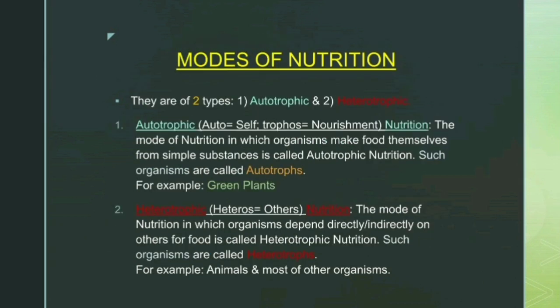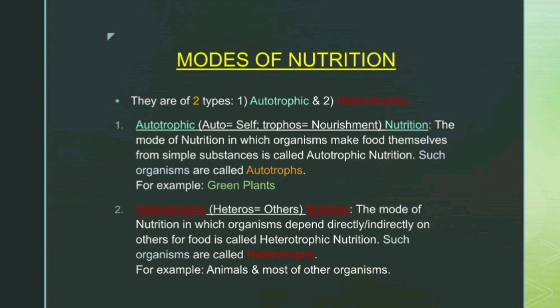Now, modes of nutrition. There are majorly two types of modes of nutrition. First one is autotrophic nutrition and the second one is heterotrophic nutrition. From the name itself, we can infer what autotrophic nutrition is. It is the mode of nutrition in which organisms make food themselves from simple substances. And such organisms which use autotrophic nutrition are called autotrophs.